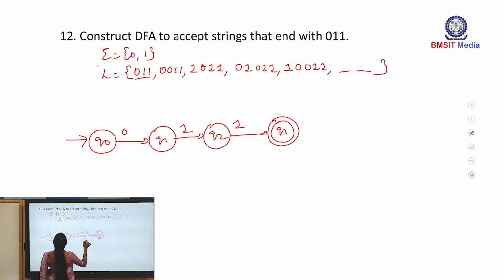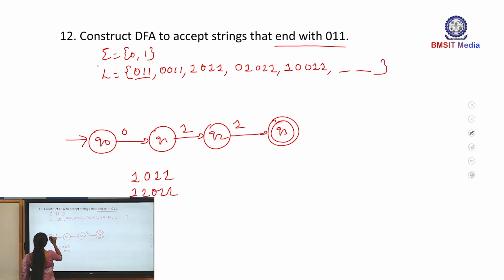Okay. Now see the condition. The condition is that it should accept all the strings that end with 0, 1, 1. So here, starting from Q0, you can see that we have already made a transition on seeing a 0. So we have to make a transition on seeing a 1. 1 followed by 0, 1, 1 should be accepted. Any number of 1s followed by 0, 1, 1 should be accepted. So I can have a loop here.